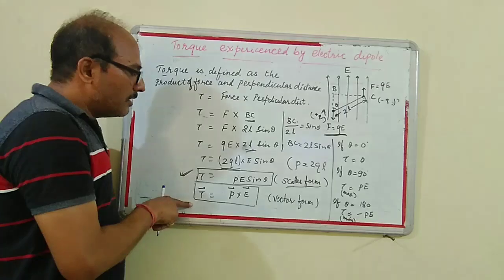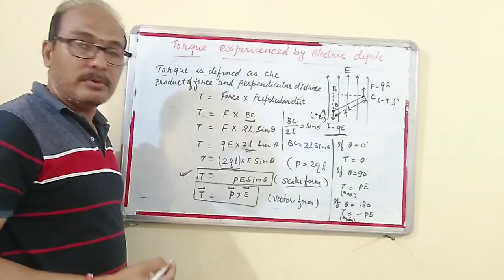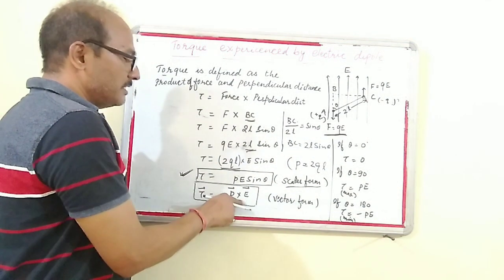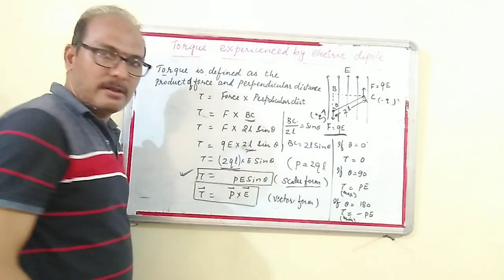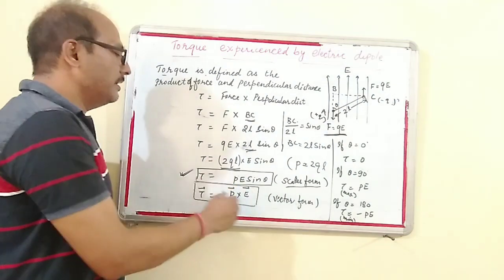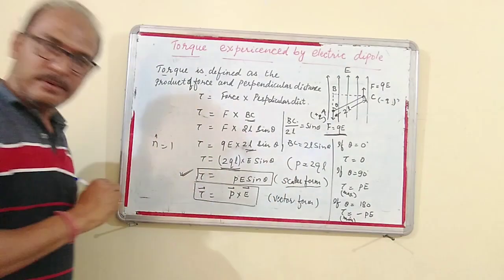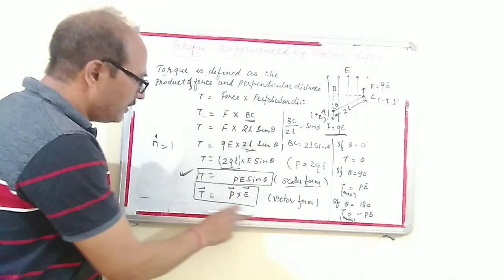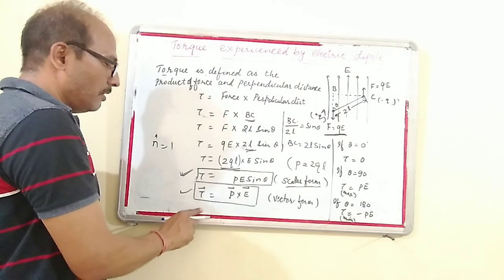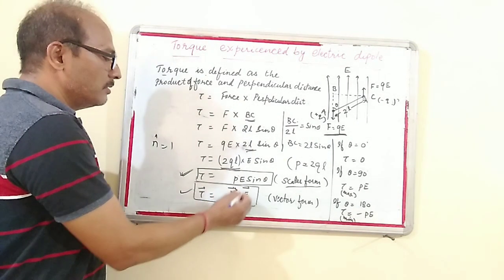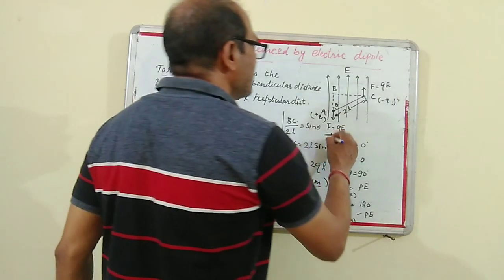Now the torque in vector form. By the definition of the vector product, P cross E equals PE sine theta times a unit vector. The magnitude of the unit vector is 1. So the vector form of this torque is given by tau equals vector P cross vector E.